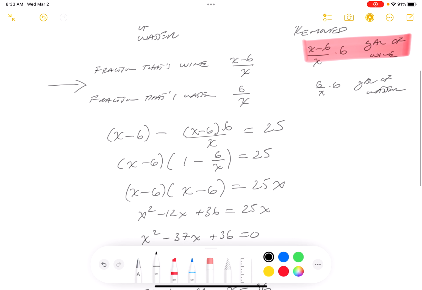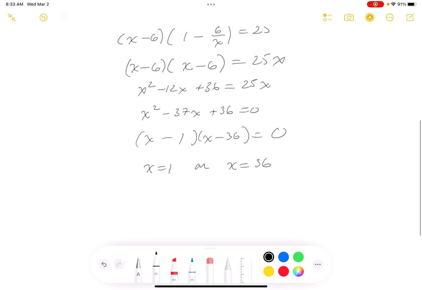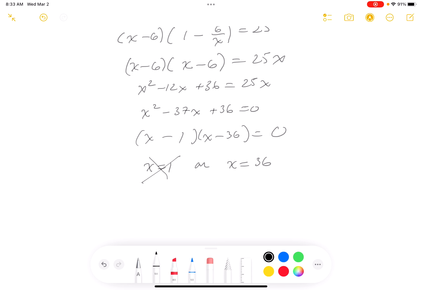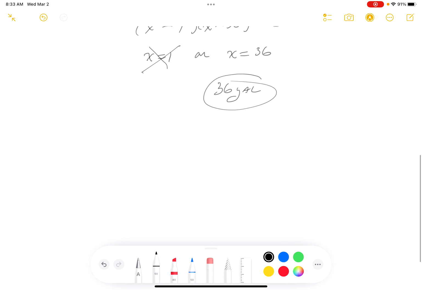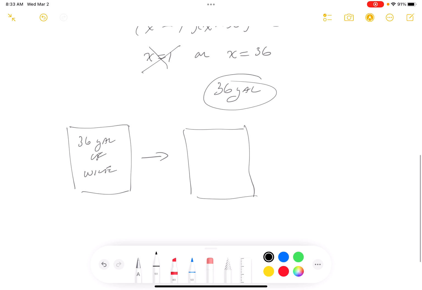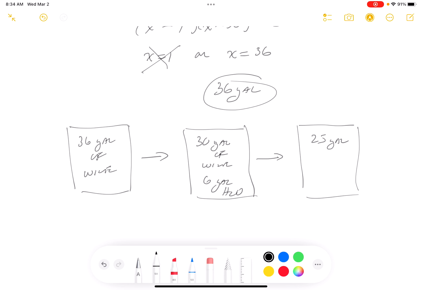I want to point out, 1 really doesn't make much sense because at the original amount, you couldn't remove 6 gallons of wine. So this is kind of ridiculous. So the original cask size is 36 gallons. All right? But if you want to, you can rethink the problem by drawing the picture. 36 gallons of wine. They remove 6 gallons of wine, so they have 30 gallons of wine and 6 gallons of water. They remove 6 gallons again, and they claim they have 25 gallons of wine.